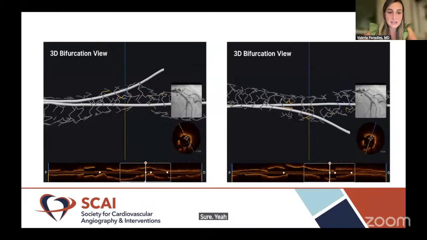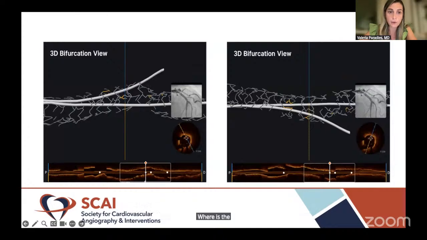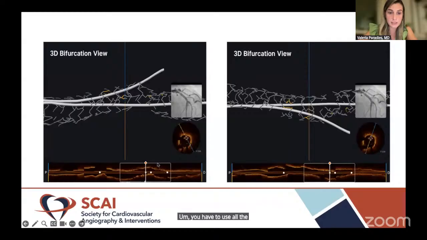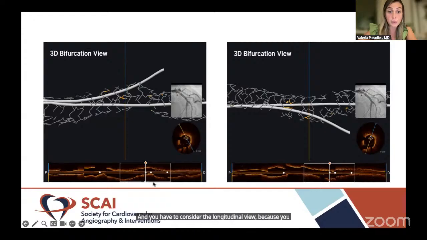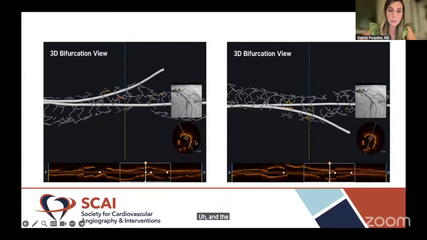Thank you for asking me that. Basically, the software can reconstruct the image, and you can see exactly where the takeoff of the diagonal is. You see a dot in the angio images, so you see exactly where you are focusing. You have to use all the parts of this slide. You have a cross section here, and you see a side branch coming up at 7 o'clock, and you have to consider the longitudinal view to double confirm it. In the same way, you also have to consider the 3D reconstruction of the bifurcation, and the upper and lower parts of the vessel.